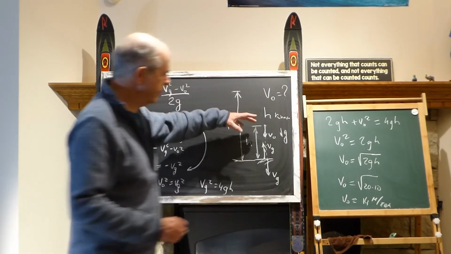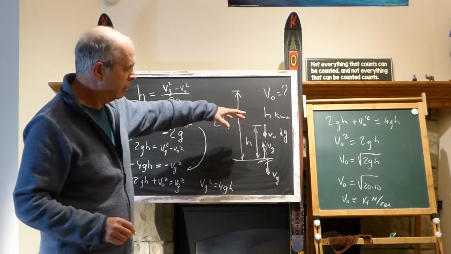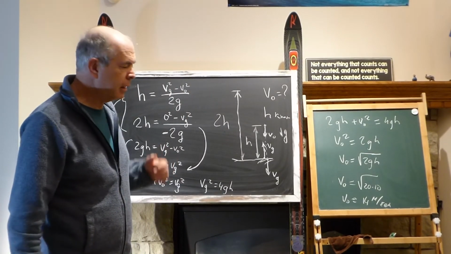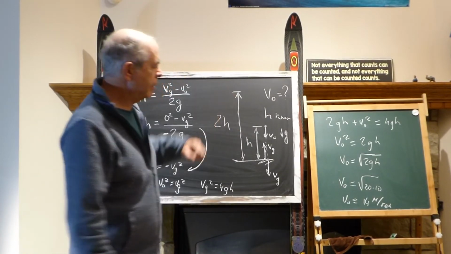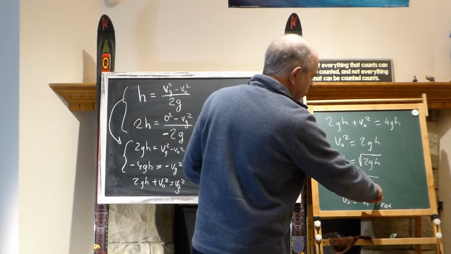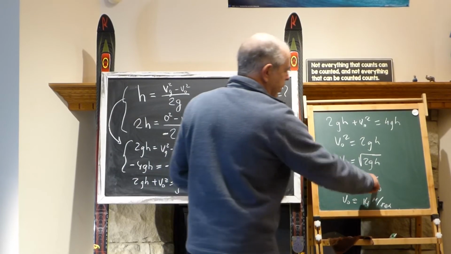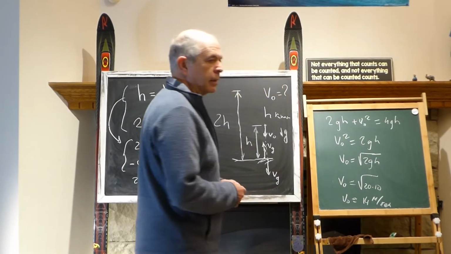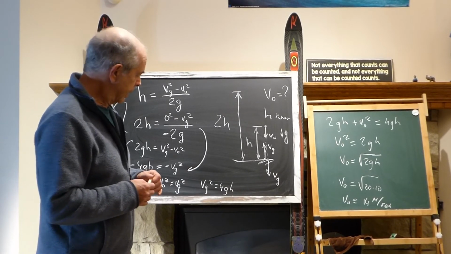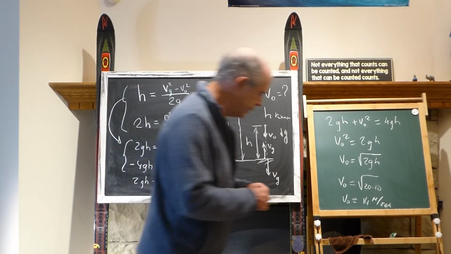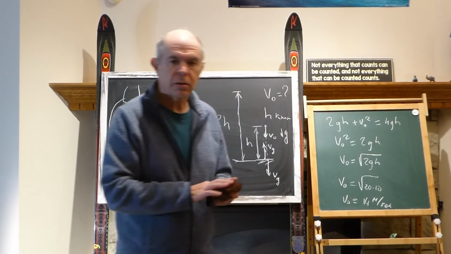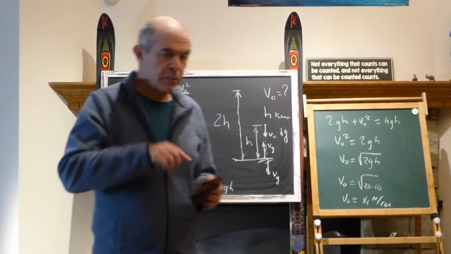So if we're throwing it from 10 meters, we have to give it 14 meters per second, quite a bit of speed, to gain double the height. If we're throwing, for example, with h equal 1, it would be the square root of 20, which would be significantly less, approximately 4.5 meters per second. But basically that answers this question, solves this problem.